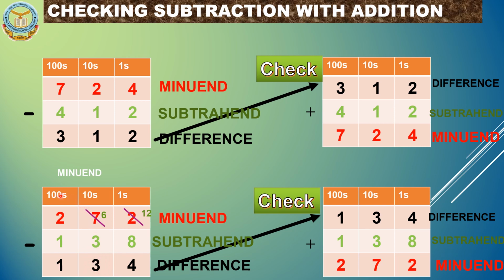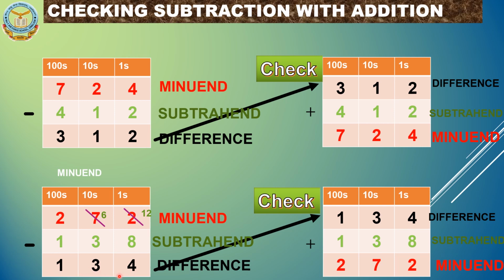Now move to the hundreds place. Subtract hundreds. So 100 is less than 200. So subtract 100 from 200. So 200 minus 100 is equal to 100. So write down 1 in the hundreds place. Hence the difference is 134.